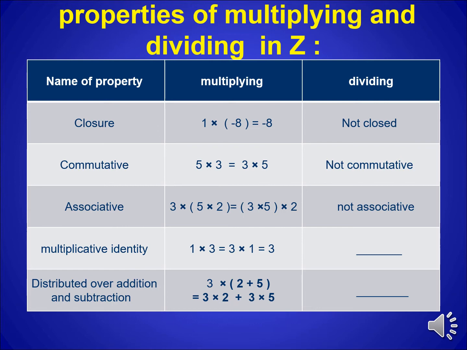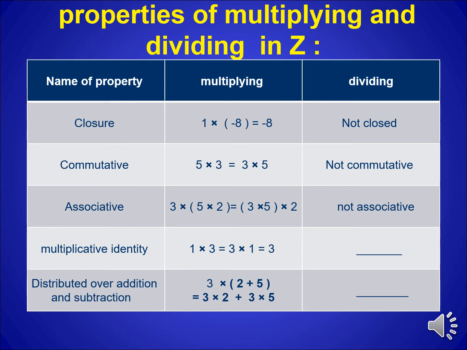As an example, if I have 1 times negative 8 equals negative 8. So that means negative 8 belongs to Z. So the answer always belongs to Z. So multiplying is closed in Z. But is dividing closed in Z?